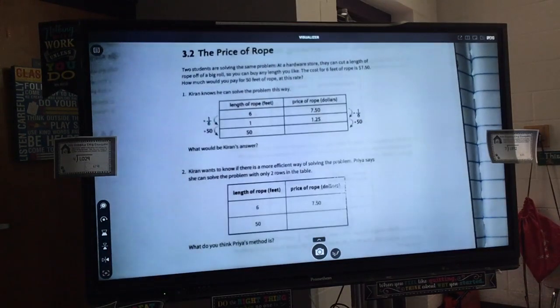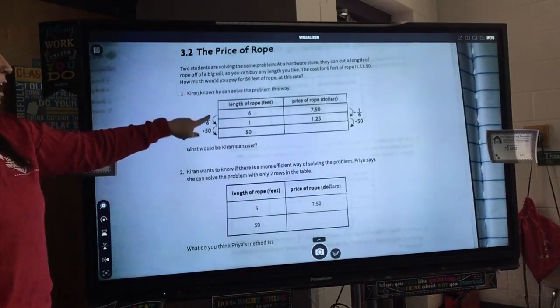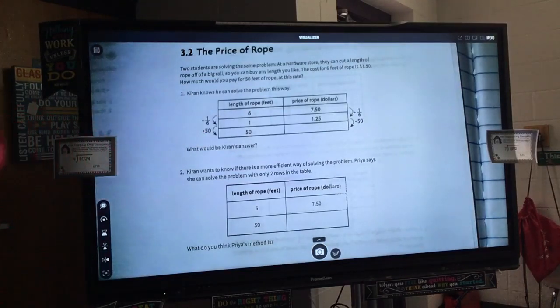All right, pencils down. 2 students are solving the same problem. At a hardware store, they can cut a length of rope off of a big roll, so you can buy any length you like. The cost of 6 feet of rope is $7.50. How much would you pay for 50 feet of rope? So, Kieran solved it this way. He used a chart. He gave you the original rate of 6 feet for $7.50.